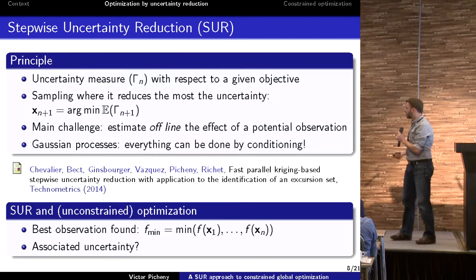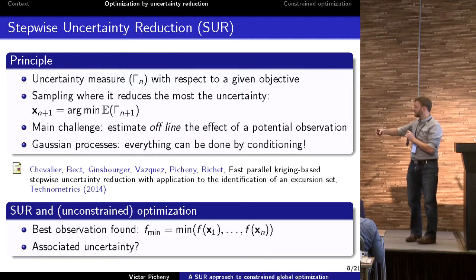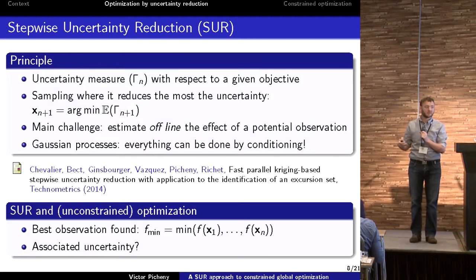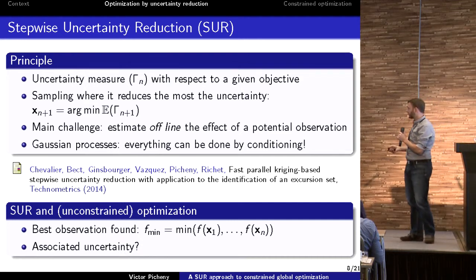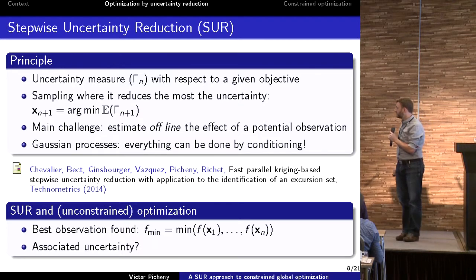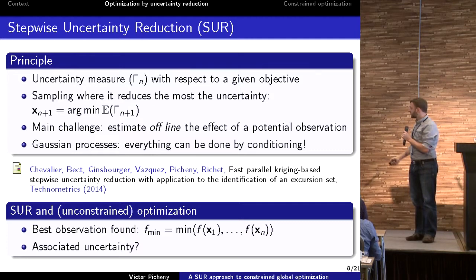So now let's consider optimization. You have run some observations. You have a training set, x1 to xn. You can get the best observation you found for minimization, which is fmin, the minimum of what you observed. So what's the uncertainty measure associated to that?